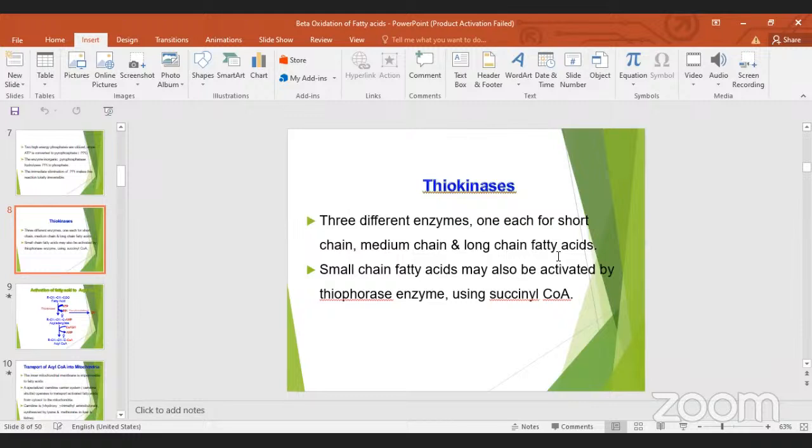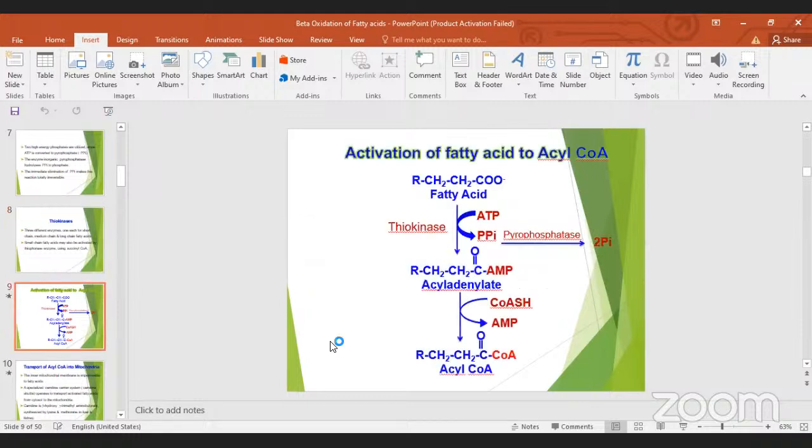Short chain fatty acids may also be activated by the thiophorase enzyme, using succinyl coenzyme A also. Coming to this activation of fatty acid, this is a fatty acid, RCH2.